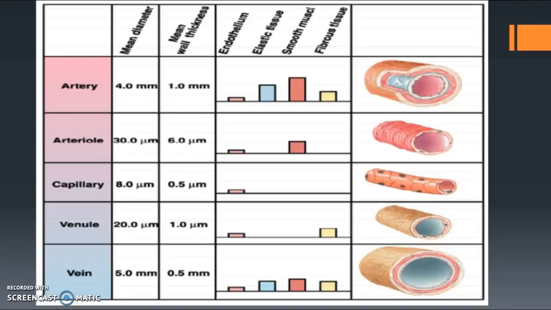This is part 4 of my 1.3 cardiovascular system assignment. So basically this table here shows you the structural differences between all 5 blood vessels.